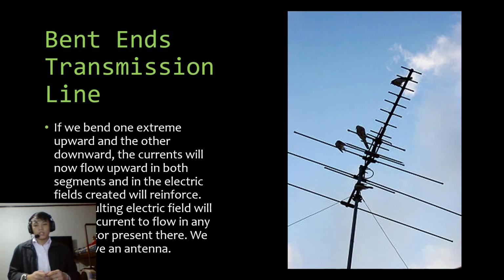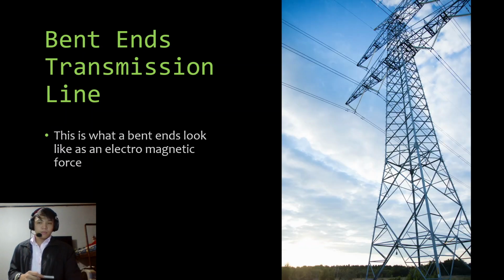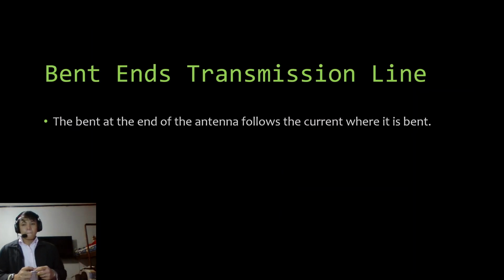For a bent-end transmission line, if we bend one extreme upward and the other downward, the currents will now flow upward in both segments and the electric fields will reinforce. The resulting electric field will cause a current to flow in any conductor present there. So we now have an antenna. This is what a bent end looks like as an electromagnetic force. The bend at the end of the antenna follows the current where it is bent.